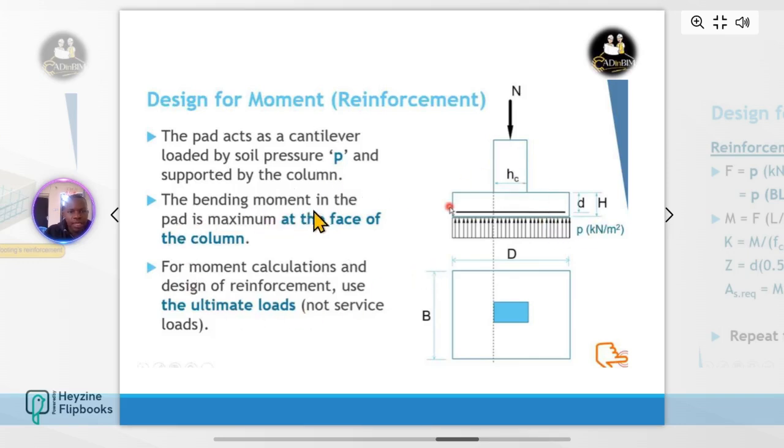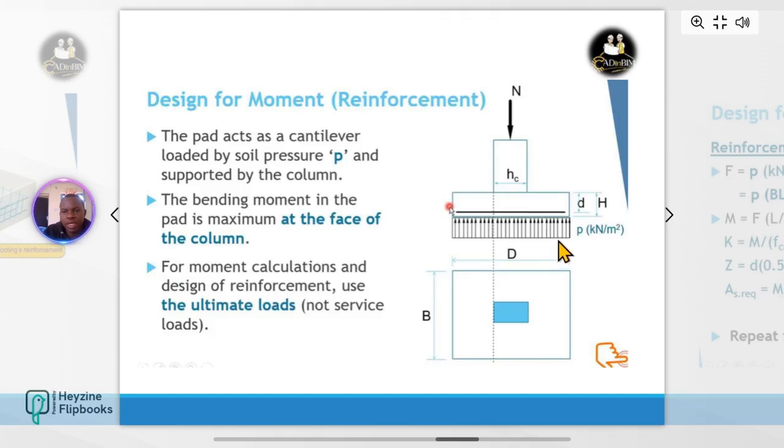So the moment in the pad is maximum at the face of the column. So this is what they mean: for moment calculations and design of reinforcement, use the ultimate load, not the service loads. So this is just the design consideration when designing for moments and reinforcement.